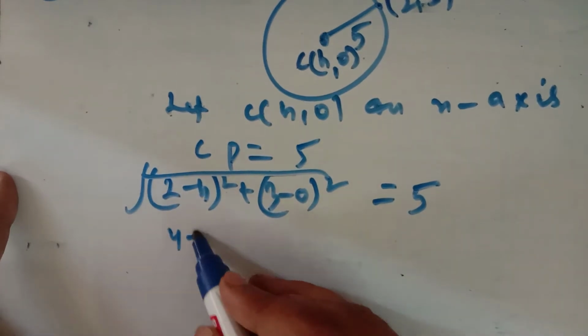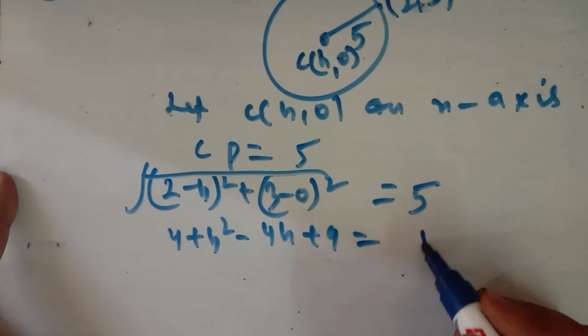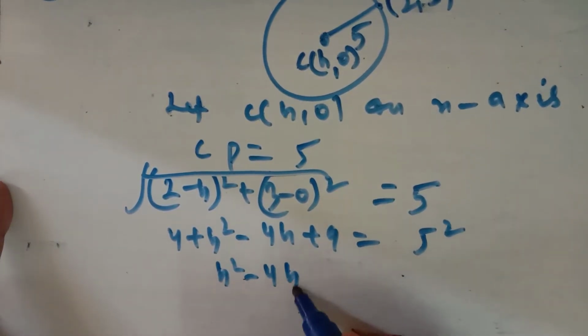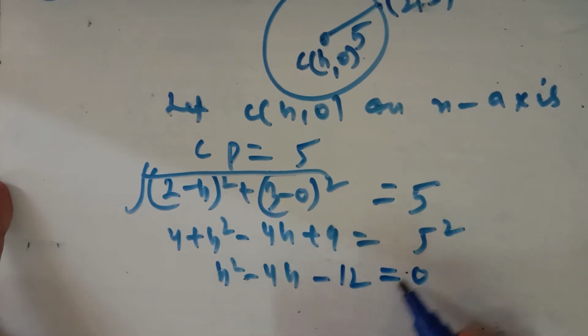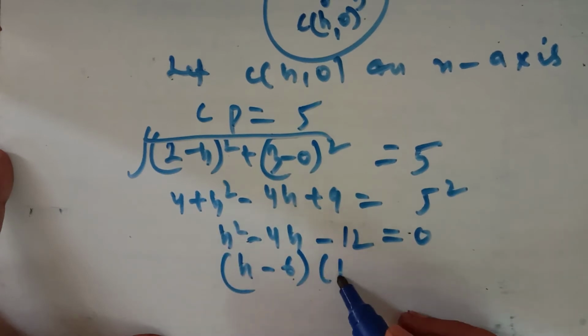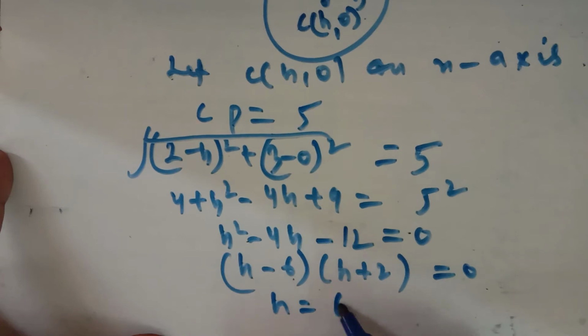h square plus 4 minus 4h plus 9 is equal to 5 square. Squaring both sides, the root is removed, so h square minus 4h plus 13 equals 25. 25 minus 13 is 12, so h square minus 4h minus 12 equal to 0. And when you factorize it, (h minus 6)(h plus 2) equal to 0. So the value of h will be 6 and -2.